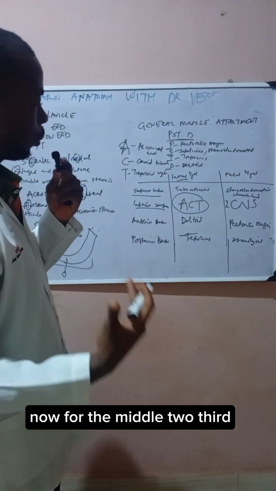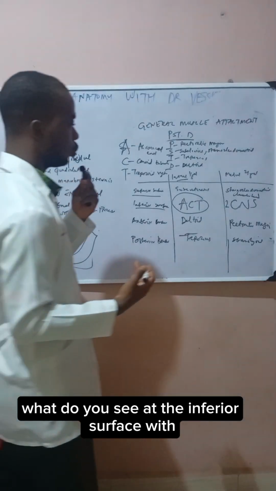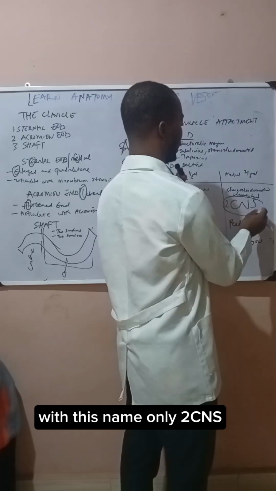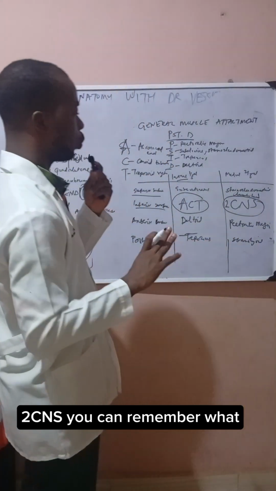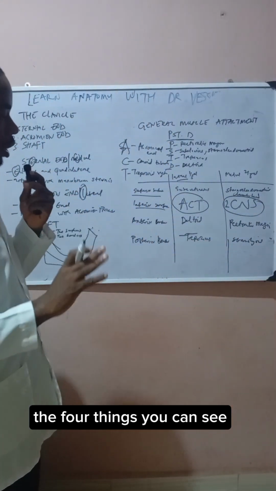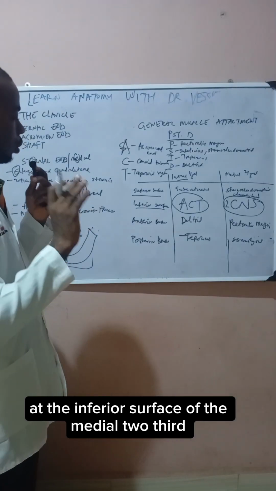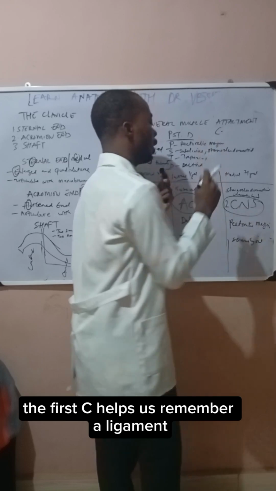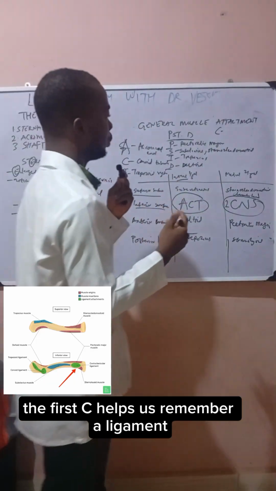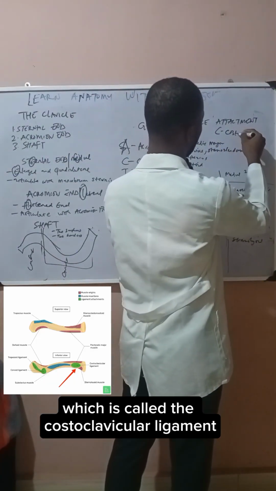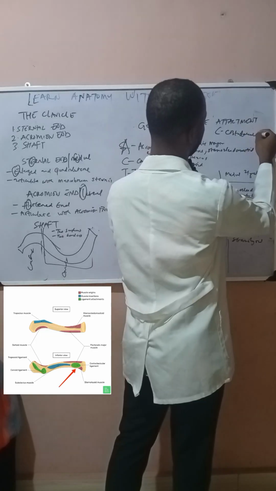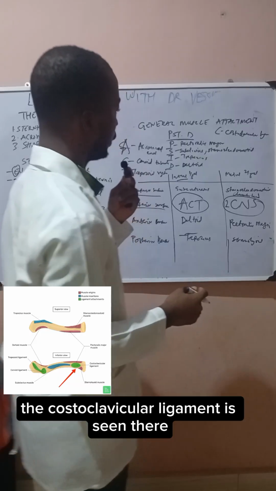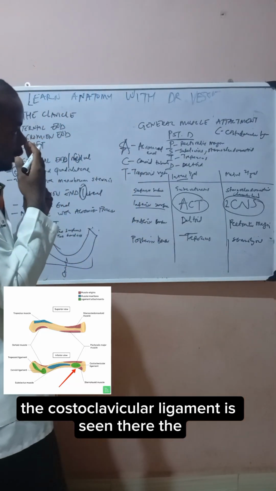Now for the medial 2/3, what do you see at the inferior surface? With this mnemonic 2 CNS, you can remember the four things you can see at the inferior surface of the medial 2/3. The first C helps us remember a ligament, which is called the costoclavicular ligament. The costoclavicular ligament is seen there.